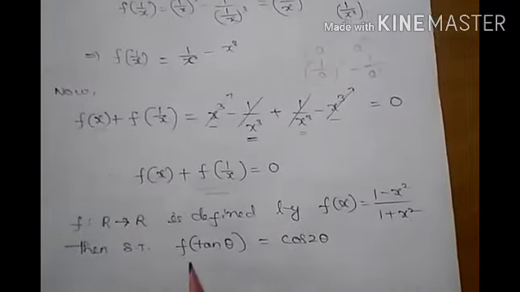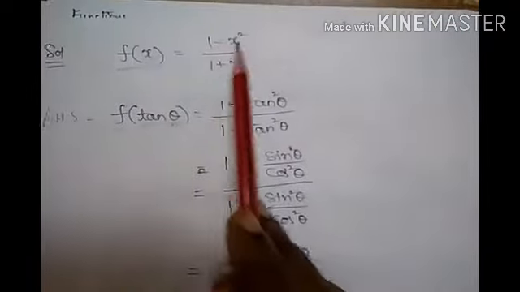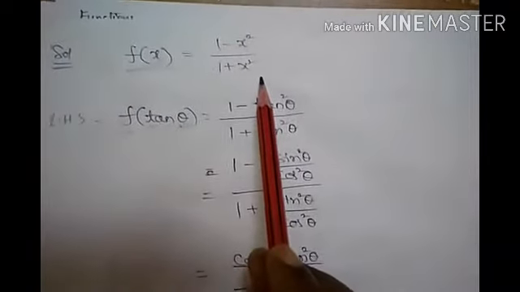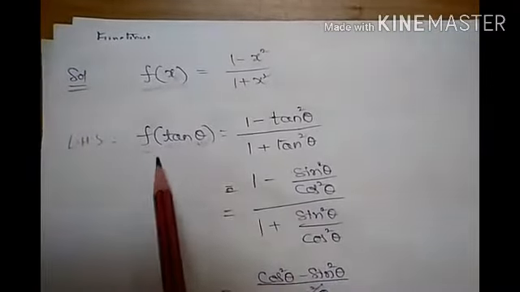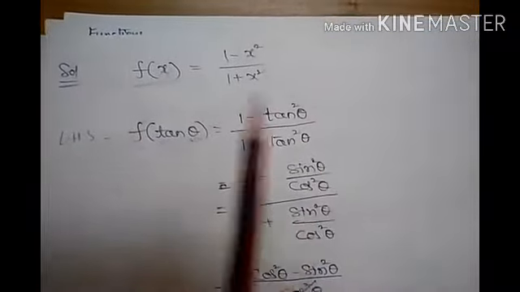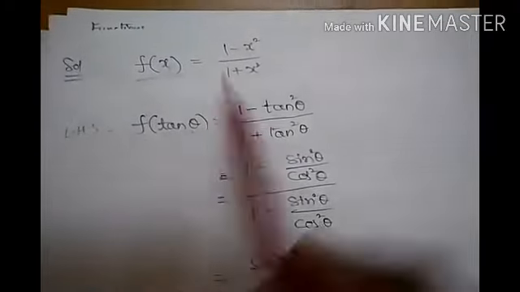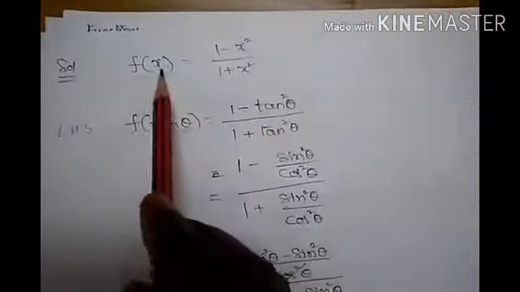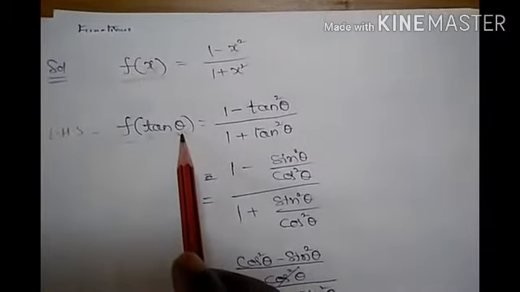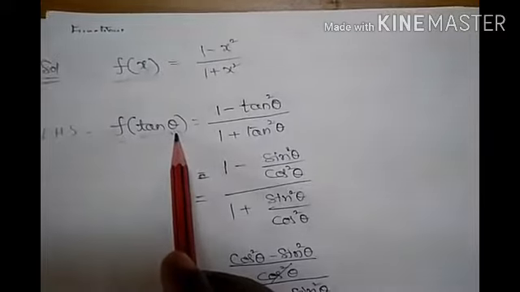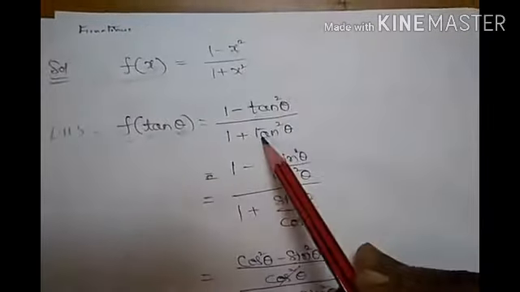Now show that f of tan theta equal to cos 2 theta. The function is f of x is equal to 1 minus x square by 1 plus x square. Now we have to prove that f of tan theta equal to cos 2 theta. So take LHS equal to f of tan theta. Observe these two things. Here I wrote f of x. Instead of x, I have written tan theta. So in the right hand side also replace x with tan theta.